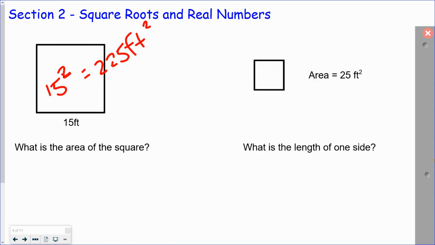How about this one? What if the area is 25 feet squared? What is the length of one side? Now, in this case, what do I have to do? I have to do the square root of 25, because what number times itself gives me 25? 5. So the side length, and please make sure your label is 5 feet, because 5 feet times 5 feet is 25. The square root of 25 is 5.